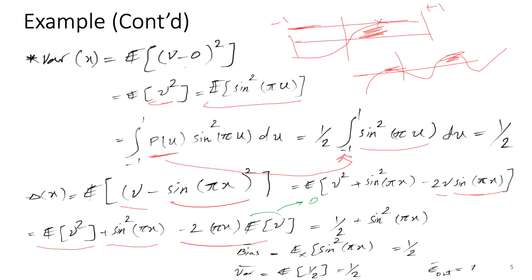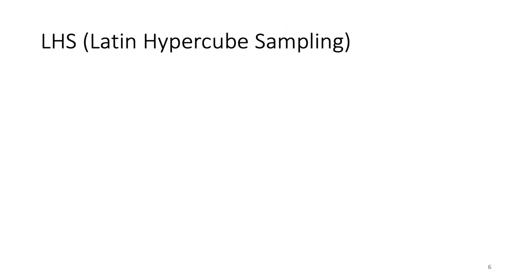So just before that, let me recap on another notation that you might see in the notes or in your assignments, which is LHS, or Latin Hypercube Sampling. It's a form of random sampling with some small tweaks. So instead of a complete random sampling, what LHS does is it decides how many sample points to use, first of all.